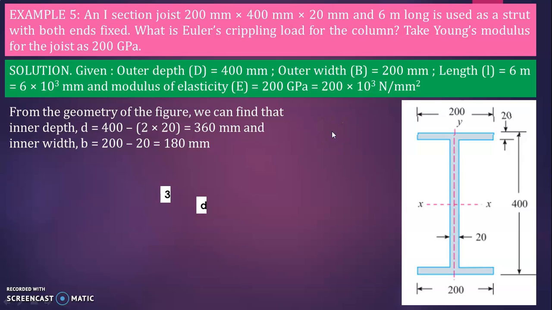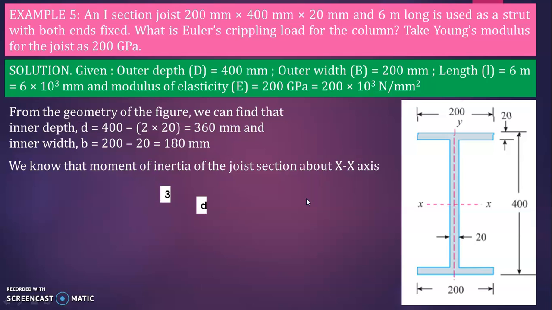From the geometry of the figure we can find the inner depth. Capital B is 200 and capital D is 400. But small d is 400 minus 20 minus 20, that is 400 minus 2 into 20, which is the inner depth, equal to 360 mm. Then the inner width: the total width is 200, you have to deduct 20, that is 200 minus 20, that is 180, the inner width.